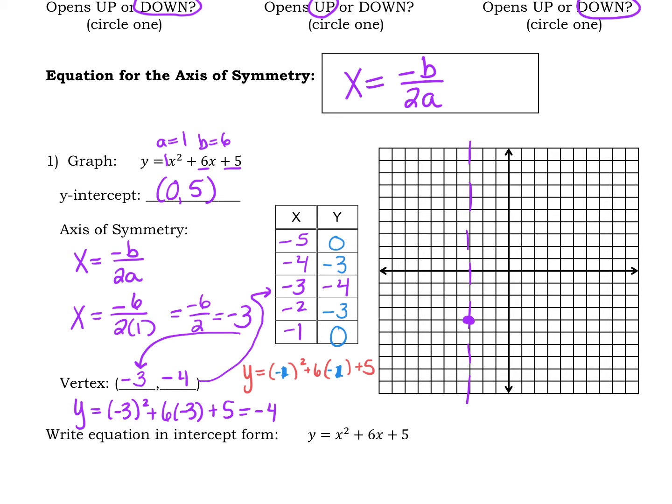So let's plot negative 5, 0, negative 4, negative 3. I already plotted the vertex. Negative 2, negative 3, negative 1, 0. And notice it's symmetrical. I'm going to graph my graph.